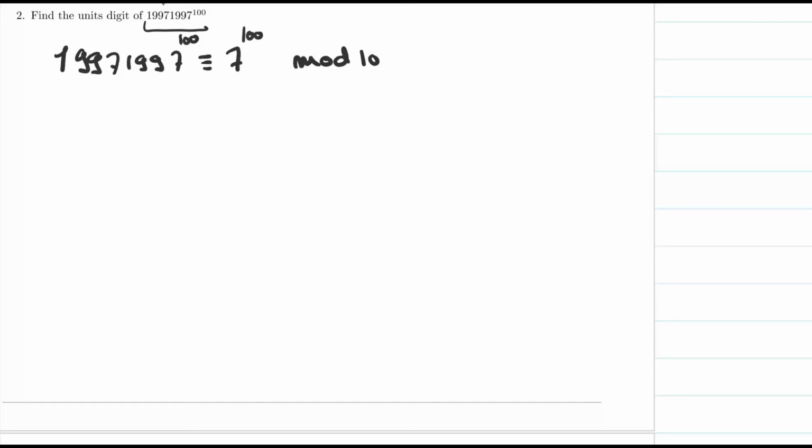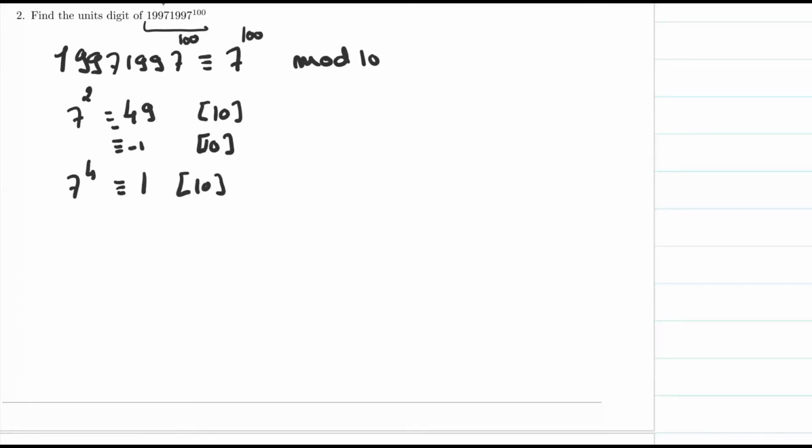I do the same trick I've done above. I look for a power of 7 which gives 1 modulo 10, and from there on I continue. So I write 7 to the power 1 is 7, 7 to the power 2 is 49. Now I can continue 7 to the power 3, 7 to the power 4, but I realize that 49 is negative 1 modulo 10. And now I can raise both of them to the power 2. So I get 7 to the power 4 is congruent to negative 1 squared, which is 1 modulo 10.